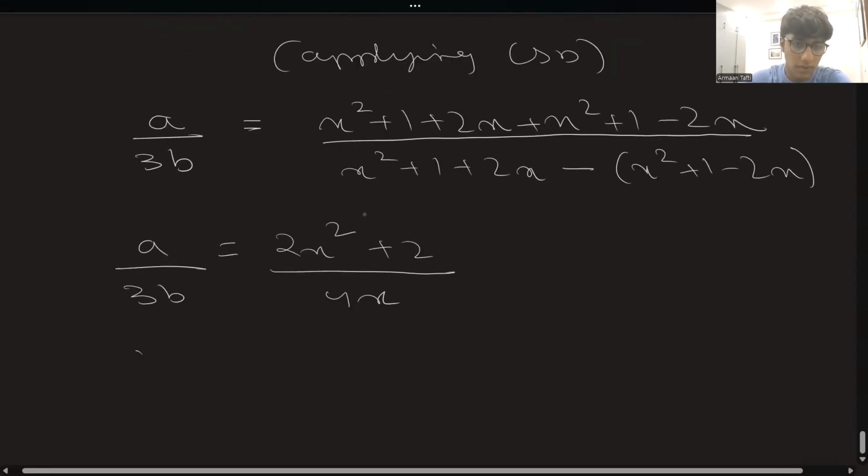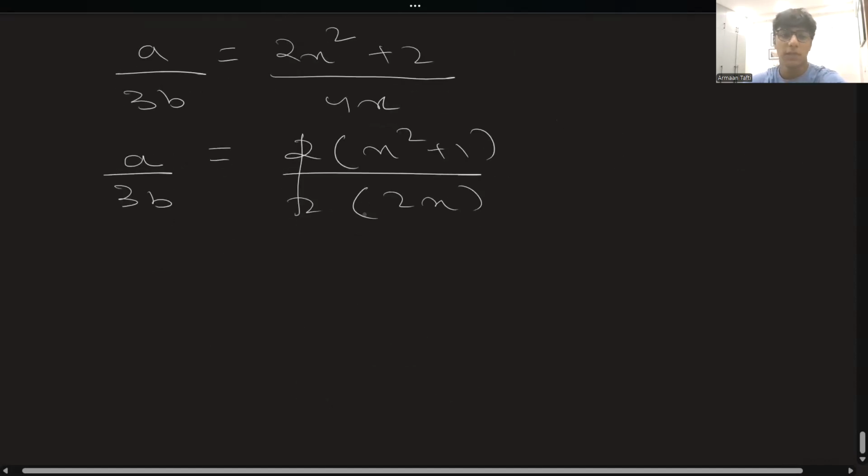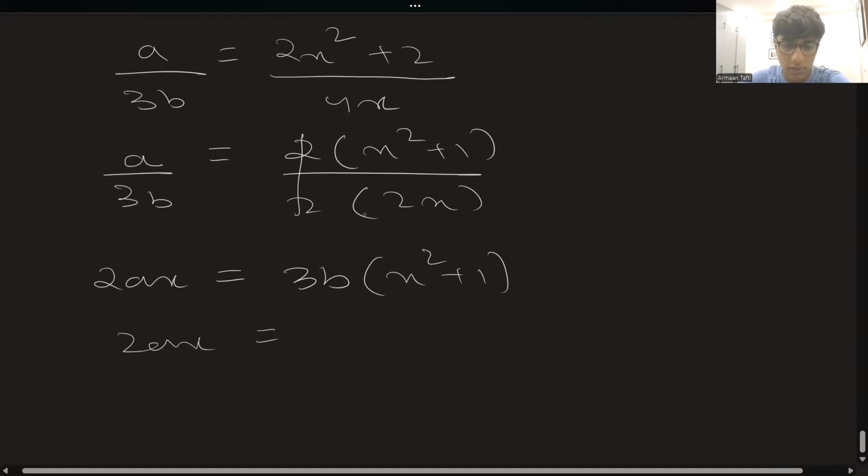So now if you further simplify it a bit, you can take 2 out common from here, you get x squared plus 1, and you can take 2 out common from here, you get 2x, cancel out this, and now you can cross multiply, and you will get 2ax equals 3b times x squared plus 1. 2ax equals 3bx squared plus 3b.